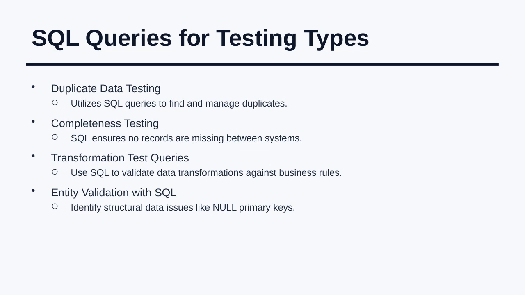Lastly, entity validation with SQL helps identify structural issues like primary keys that are null, which could lead to problems with data relationships and integrity. These testing approaches give us confidence that the data we rely on is accurate, complete, and well-structured, which is critical for effective decision-making in any data warehouse environment.